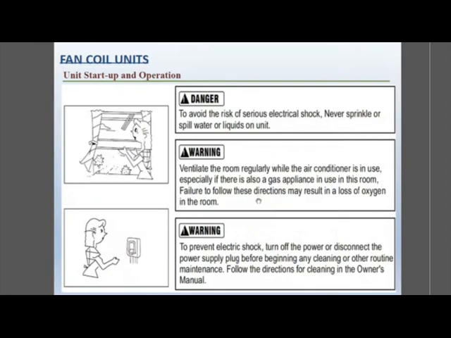Ventilate the room regularly while the air conditioner is in use, especially if there is a gas appliance inside the room. Failure to follow these directions may result in a loss of oxygen in the room. To prevent electric shock, turn off the power or disconnect the power supply plug before starting any cleaning or other routine maintenance. Strictly follow the cleaning directions in the owner's manual.